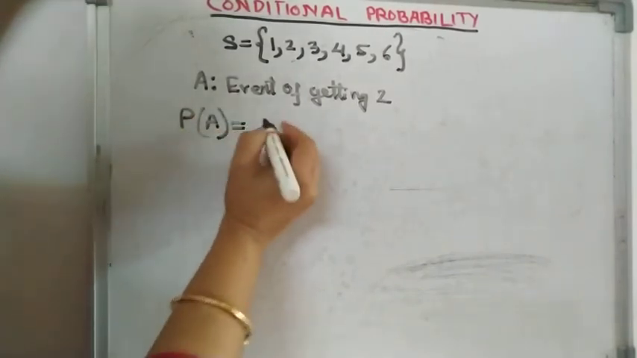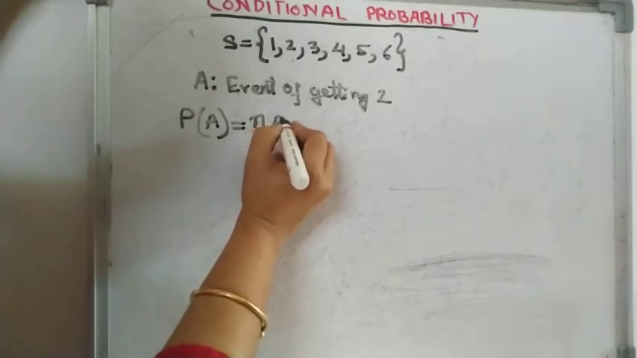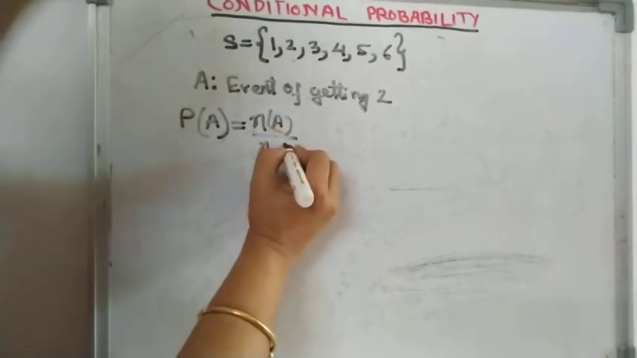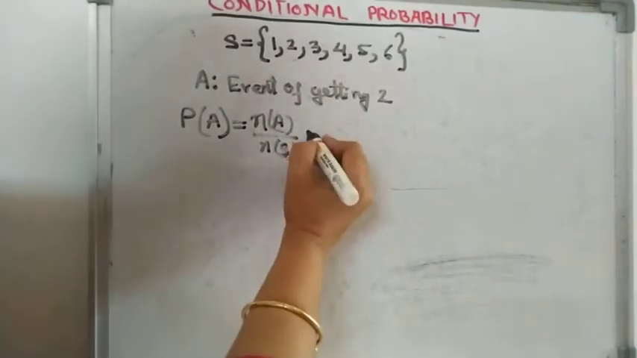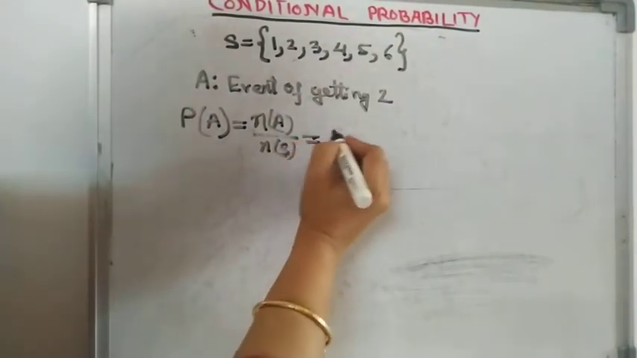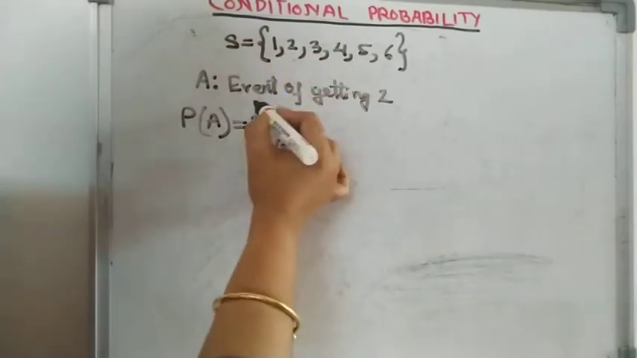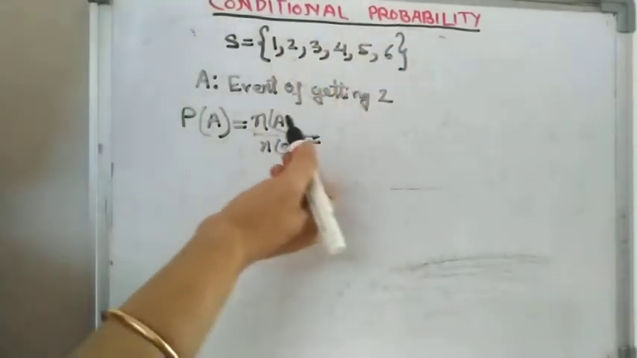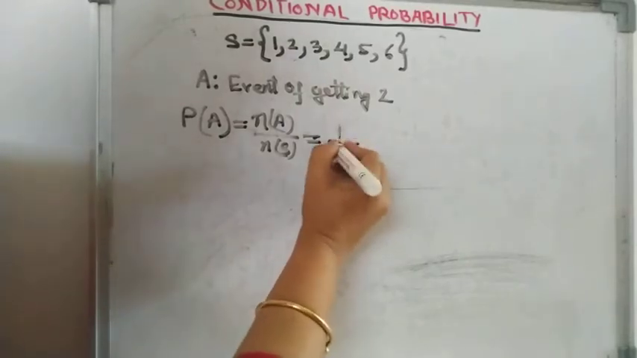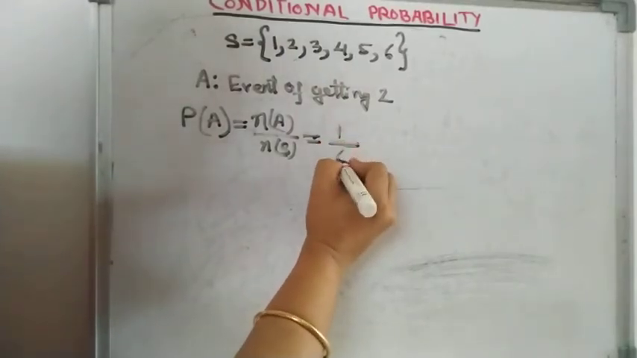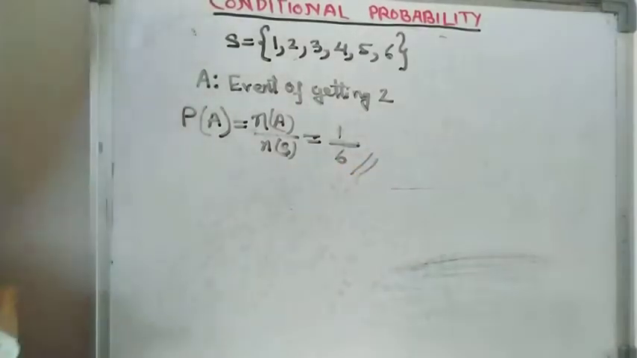So how do we find the probability of A? By the definition of probability, it will be NA by NS. Here the total favorable cases will be 1 for the probability of getting 2. All are equally probable. Favorable cases is 1, and the total number of cases will be 6. So our probability is 1 by 6.